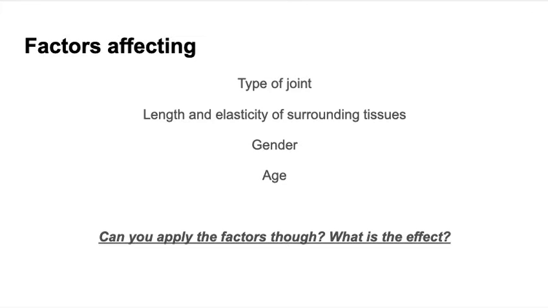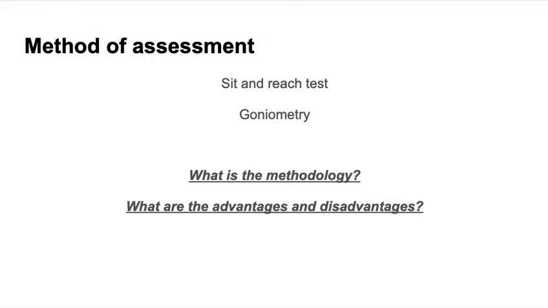And with age, as you get older, you see a decrease in flexibility. Generally, by the age of 11, people have maxed out. When you get into your teenage years, it starts to deteriorate unless you're training. So remember, it's not just saying what the factor is. We need to be able to apply what that factor actually means to flexibility.